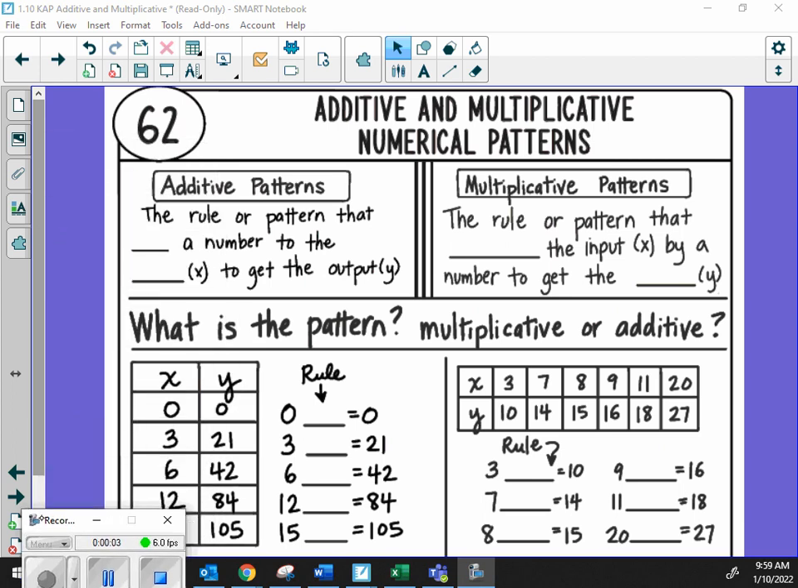This is the recording for both ACA and KAP today. So either one, just watch as we go. You'll have the same lesson, nothing too crazy.